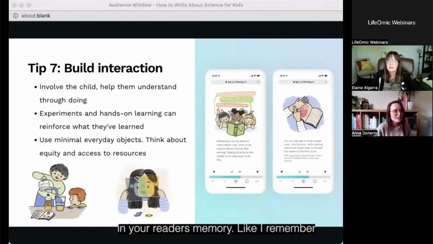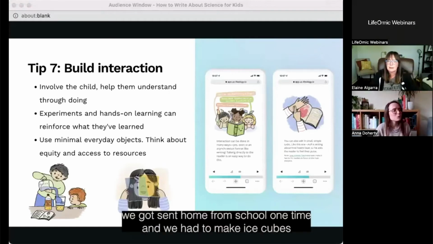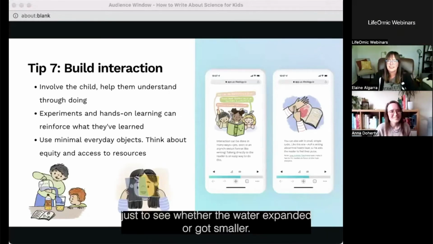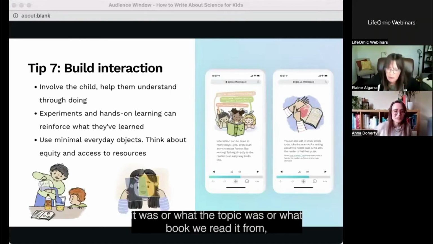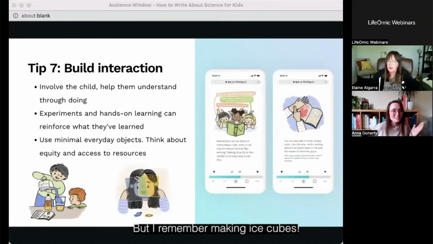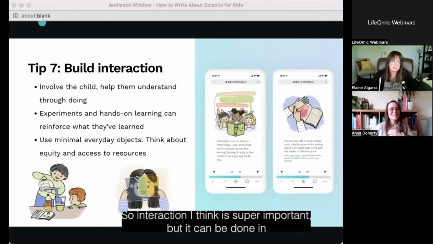Like I remember we got sent home from school one time and we had to make ice cubes just to see whether the water expanded or got smaller when it froze. And I couldn't tell you what the teacher was or what year it was or what the topic was or what book we read it from, but I remember making the ice cubes. So interaction, I think, is super important.